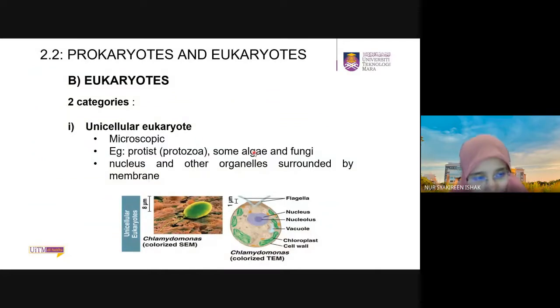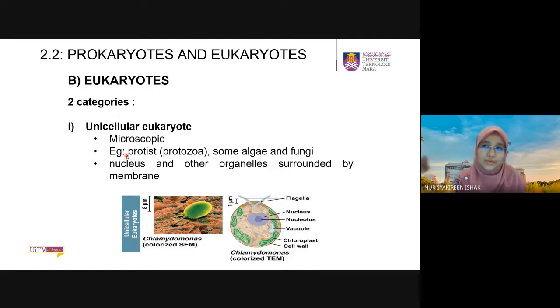Okay, so two categories of eukaryotes, which are unicellular eukaryotes. Unicellular eukaryotes are microscopic. You cannot see this organism using your naked eyes. Walaupun pakai spek, tak boleh nampak. Bila tak boleh nampak, you have to use at least a light microscope, then you can see this organism.